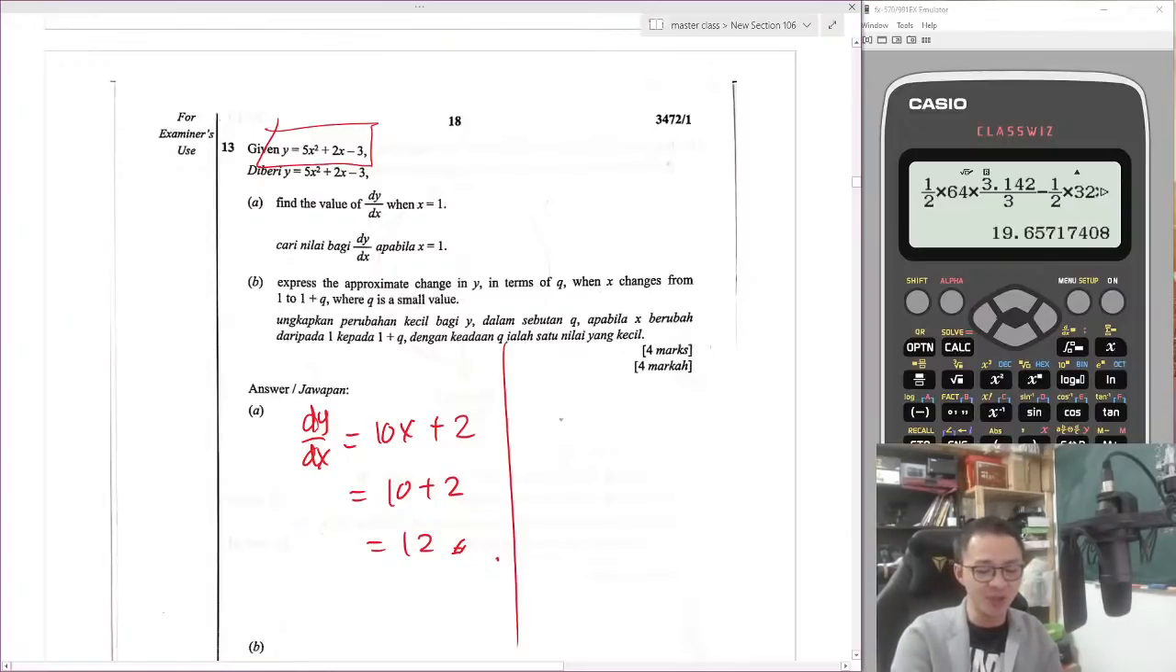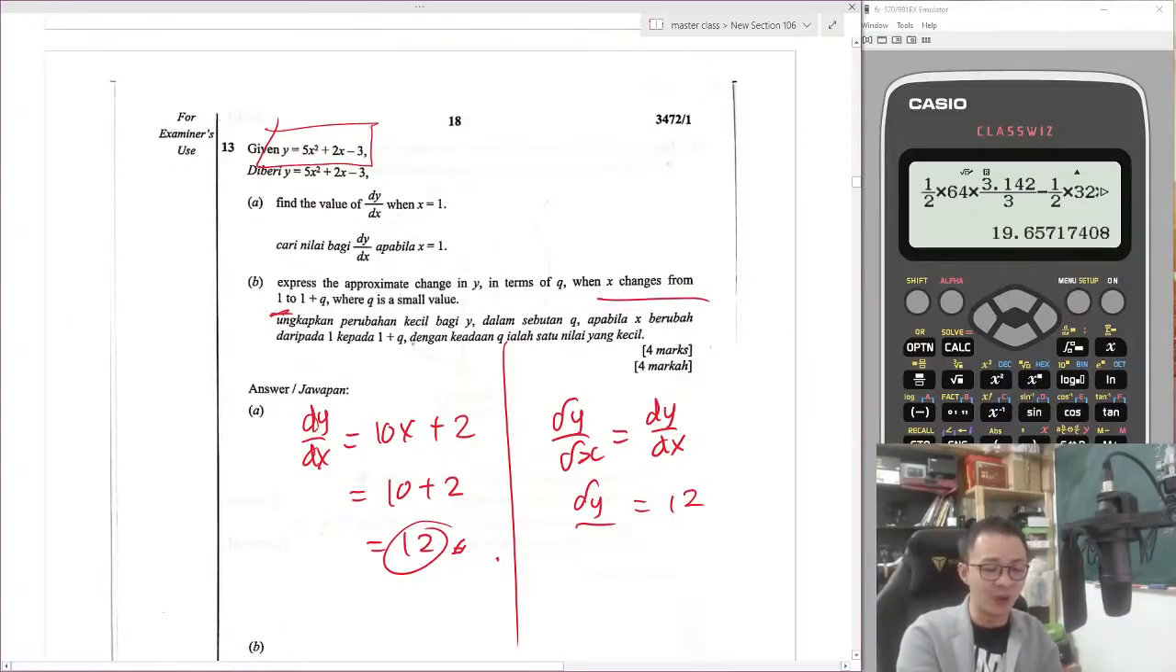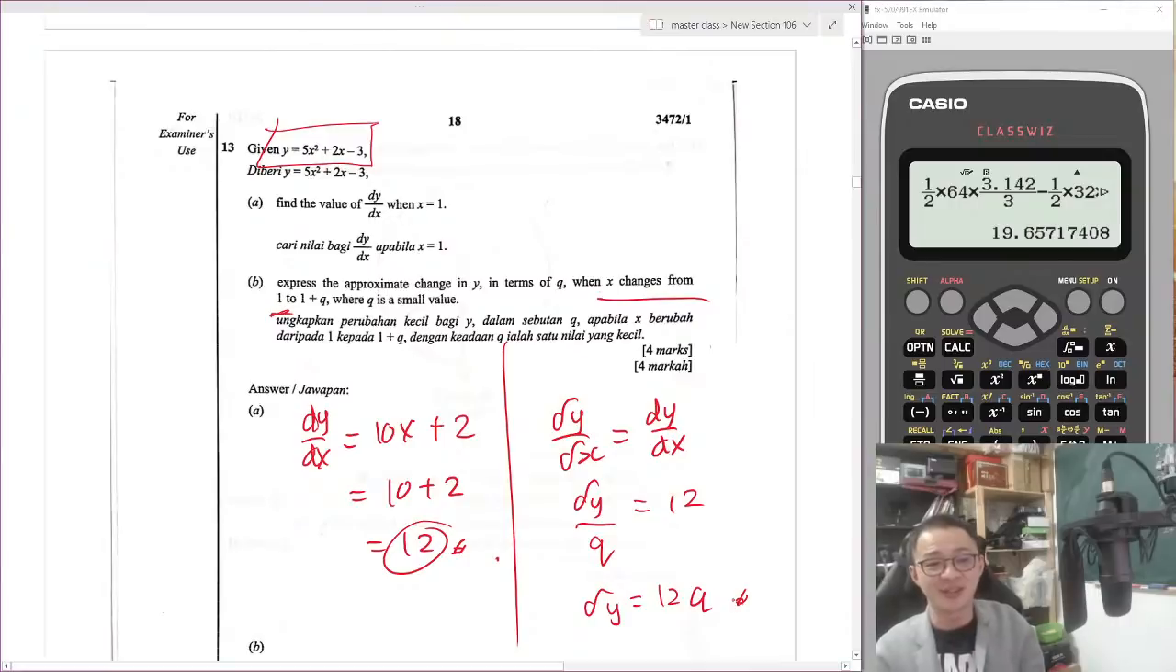Alright, express the approximate change in y. So the approximate change in y, change of y over change of x equals dy/dx. For dy/dx, we already have it when x equals 1, it's exactly the same number, 12. Change of x, they tell you x changes from 1 to 1 plus q, so it's just q. So change of y will be 12q. Okay, done. I'm not sure why it's so easy for this format, but this is what it is.